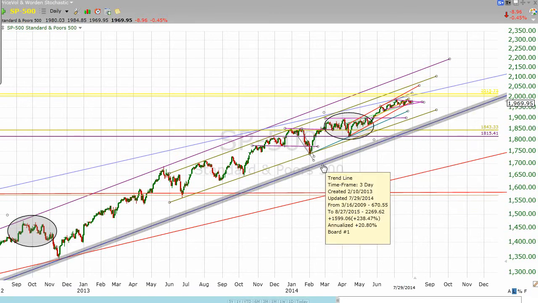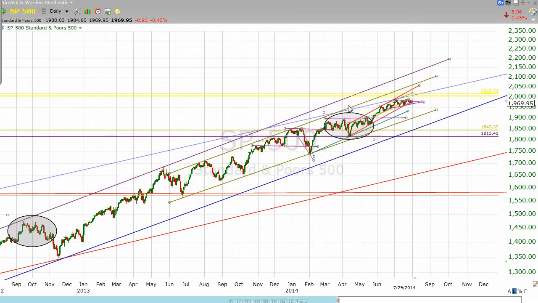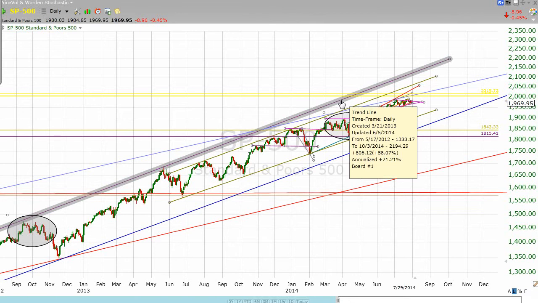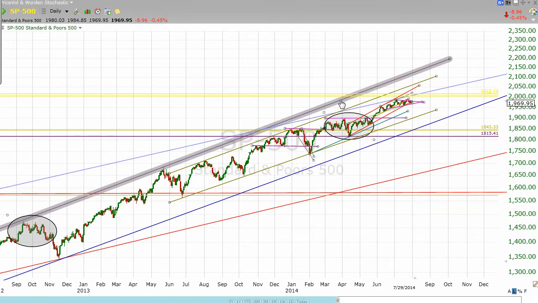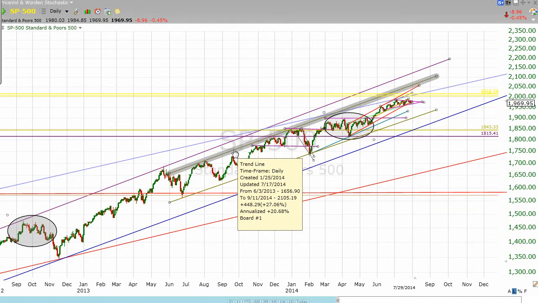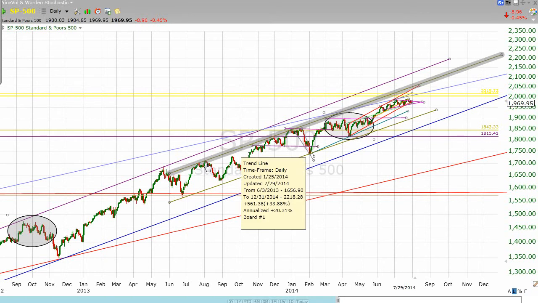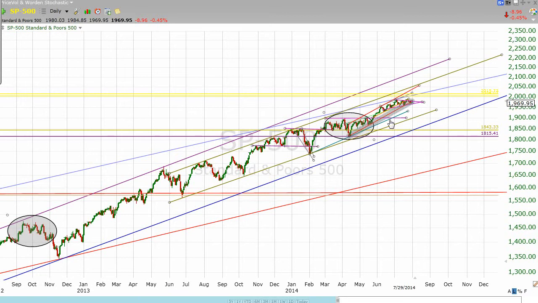Interesting to note also that this line and this line are very close to being parallel. We have not come close to this particular line in over a year and about 2 months. The last time this line was touched was back in May of 2013. Now, I have been using this line right here as a potential resistance line as well, because since summer of 2013 we have been between this particular line and this line here.